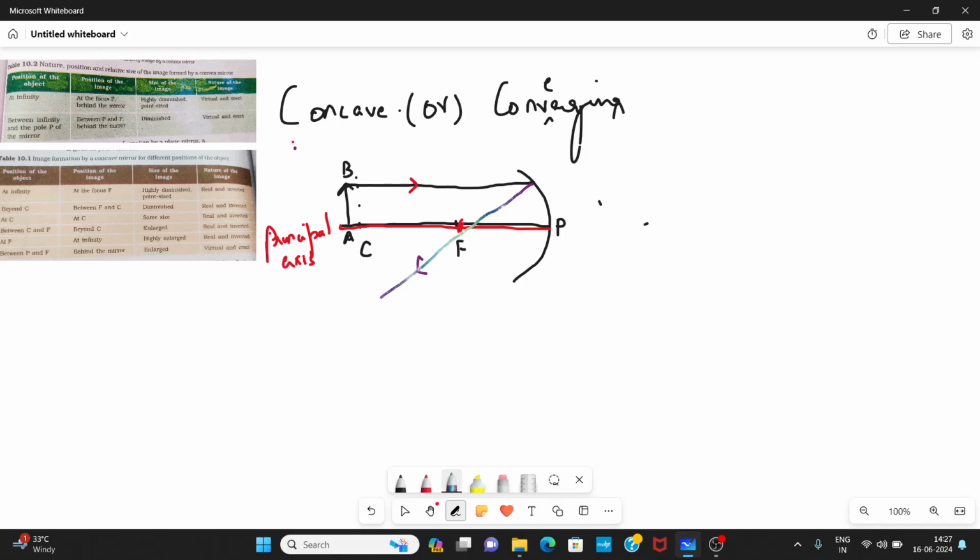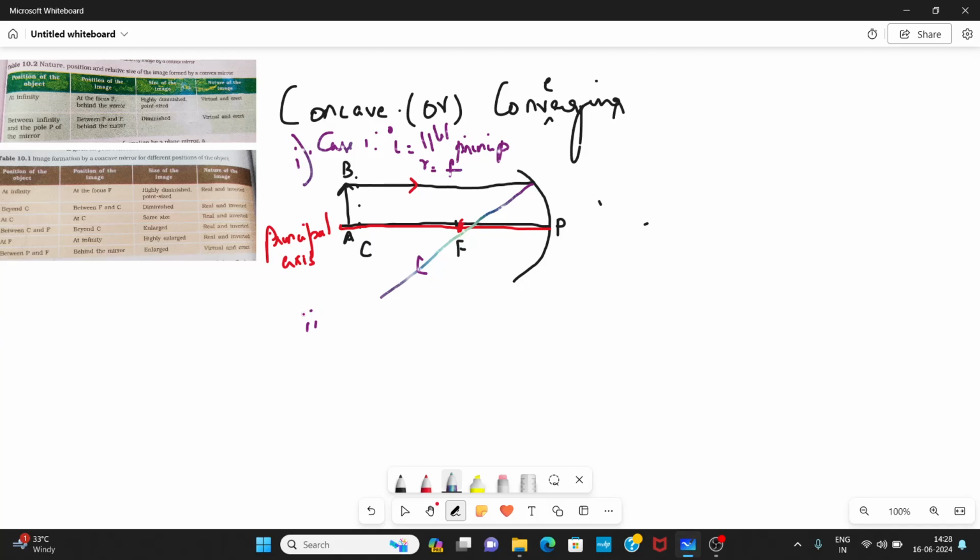This is case 1. Incident light is parallel to your principal axis. So how will your reflected light be? Reflected light passes through the focus. This is my case 1.